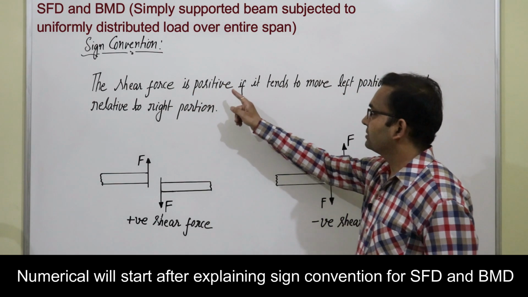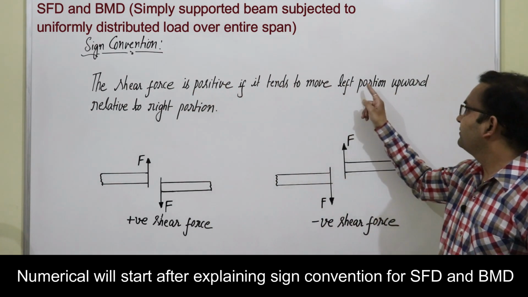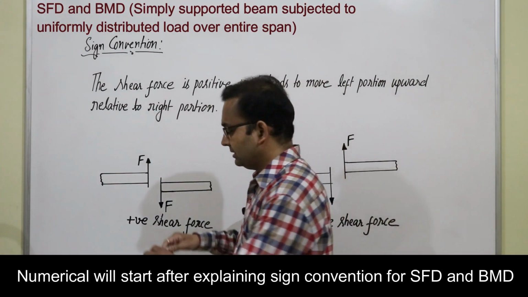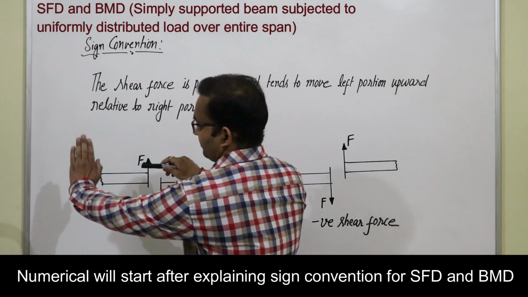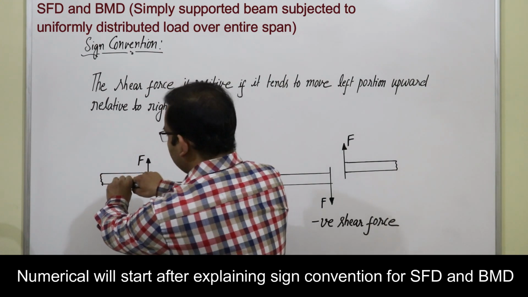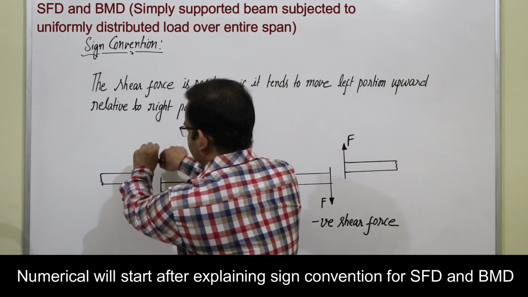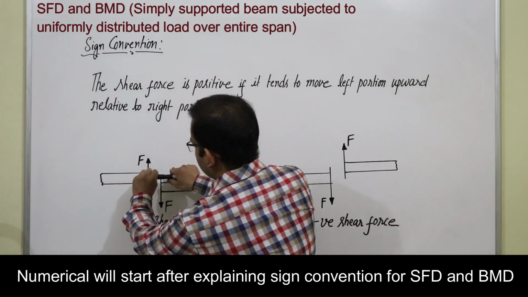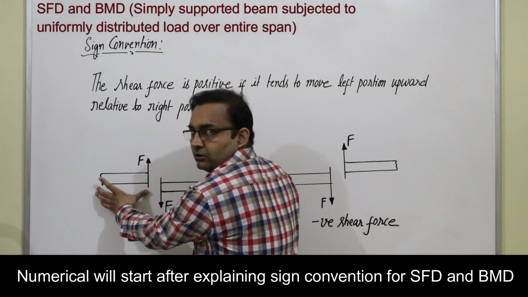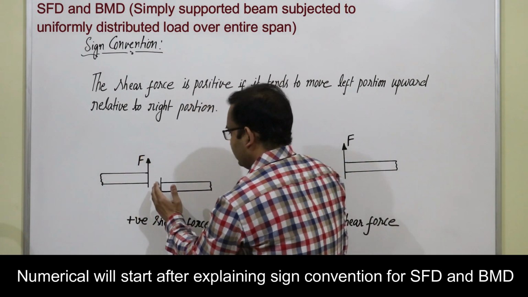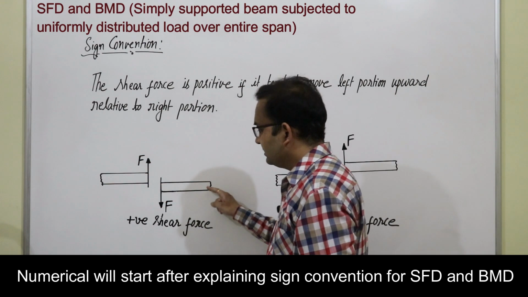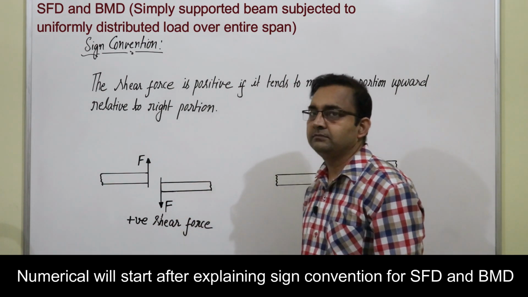The shear force is positive if it tends to move left portion upward relative to right portion. Suppose this is a beam and this is left part, this is right part. On left part I am applying force upward like this. So, this is left part on which force is applying upward and this is the right part on which force is applying downward. If this is the case, it is a positive shear force.